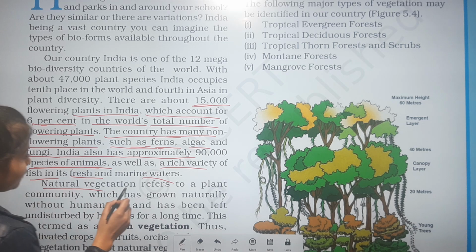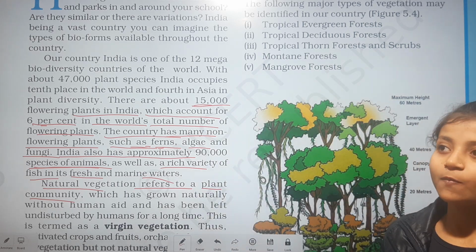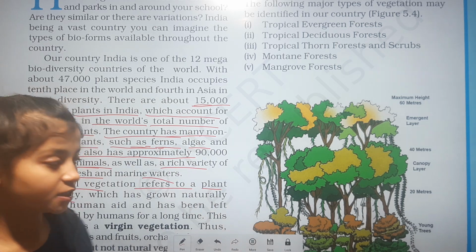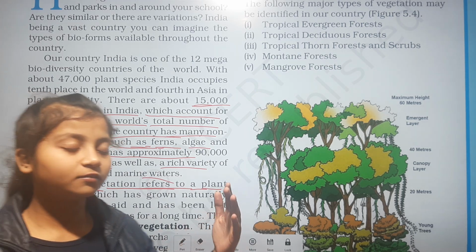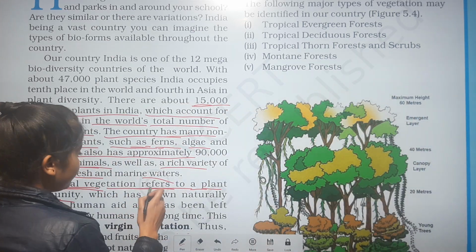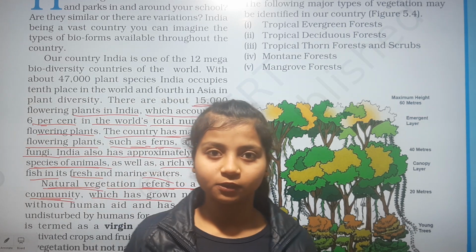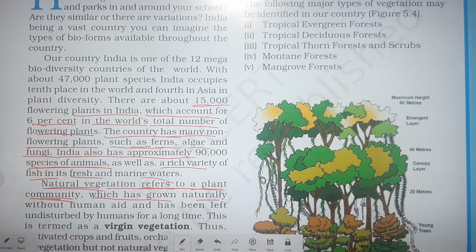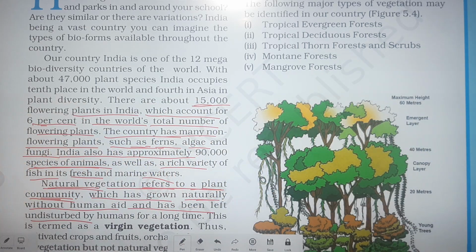Next, natural vegetation refers to a plant community. I have already mentioned that it is the vegetation which we get from nature. Natural vegetation refers to a plant community that has grown naturally, God gifted, without human aid and has been left undisturbed by humans for a long time. It is not disturbed by humans; it is done directly by nature.